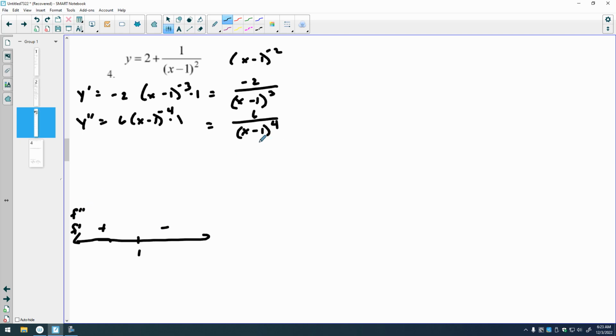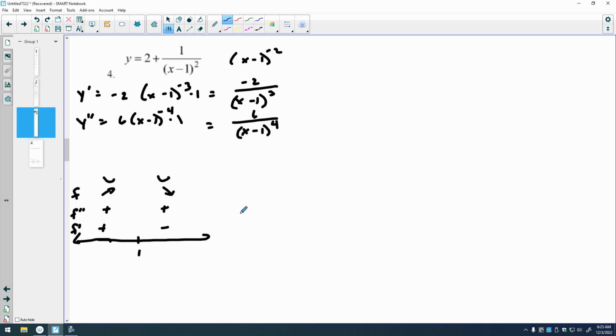F double prime, to the left of 1, like 0, this is positive, because there's a fourth. To the right of 1, this is positive. So F is increasing on this side. It is decreasing on this side, and it is concave up on both sides.